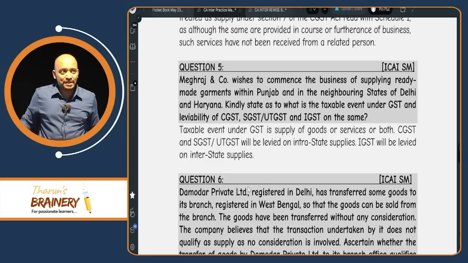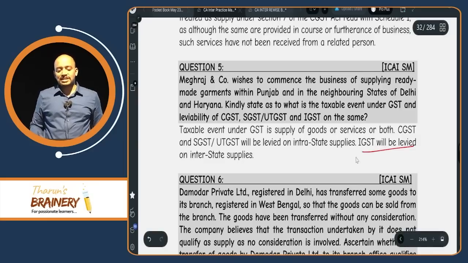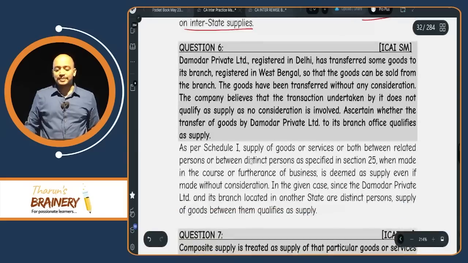Therefore, it is what type of supply? Interstate supply. Interstate supply means chargeable to IGST. That is what we need to write. So therefore, IGST will be levied on interstate supplies.